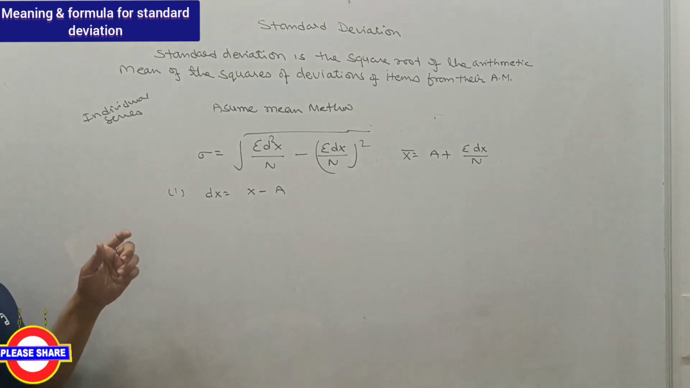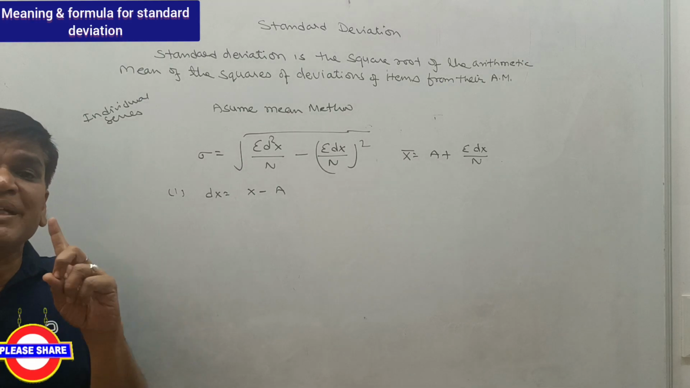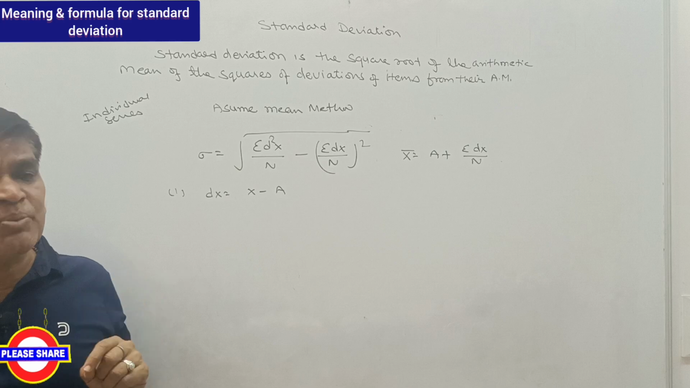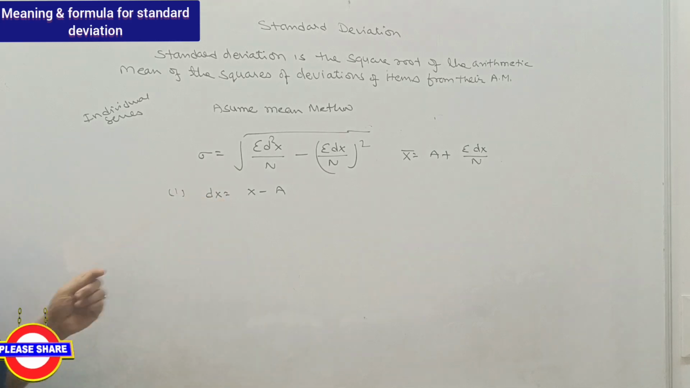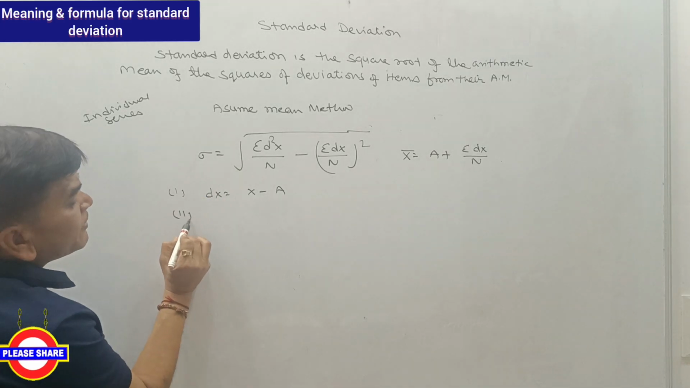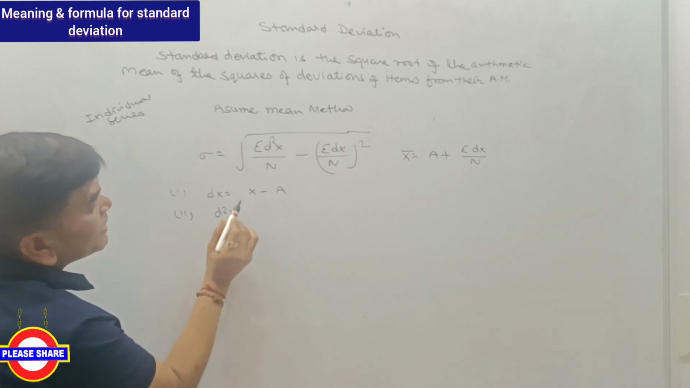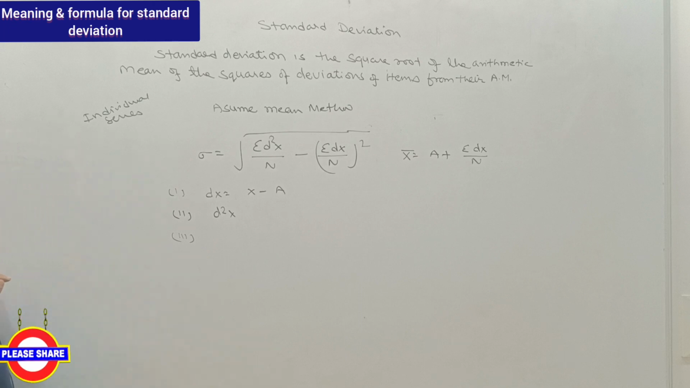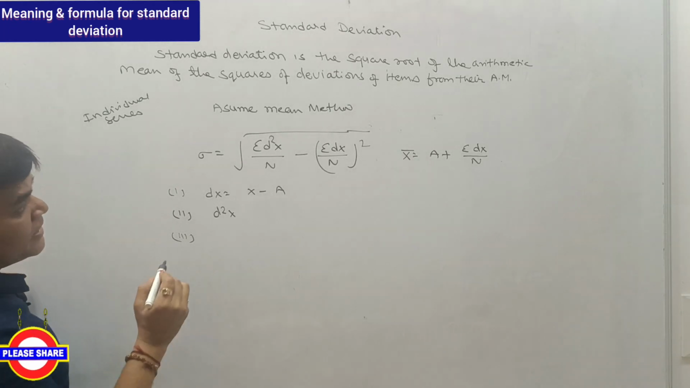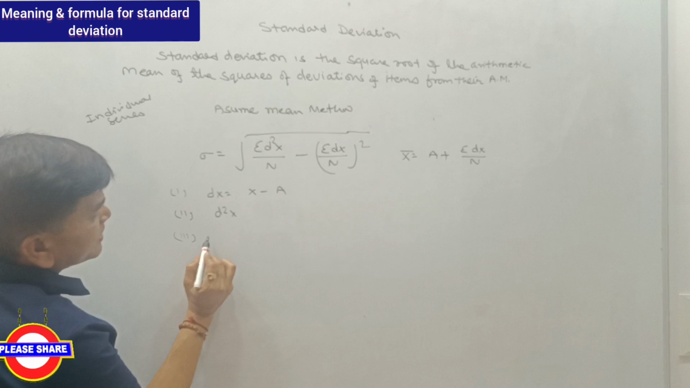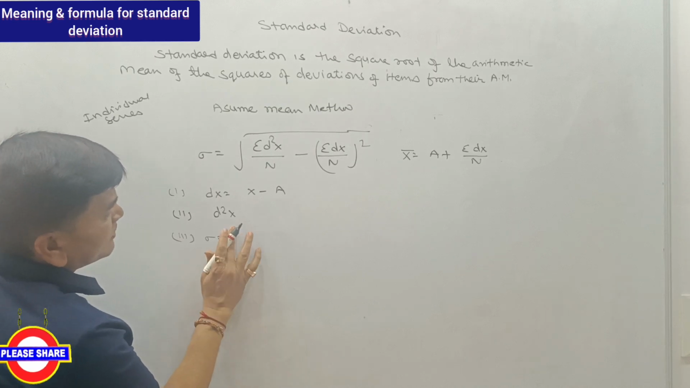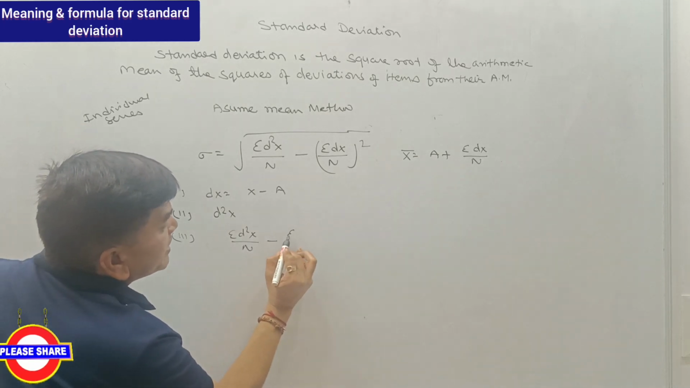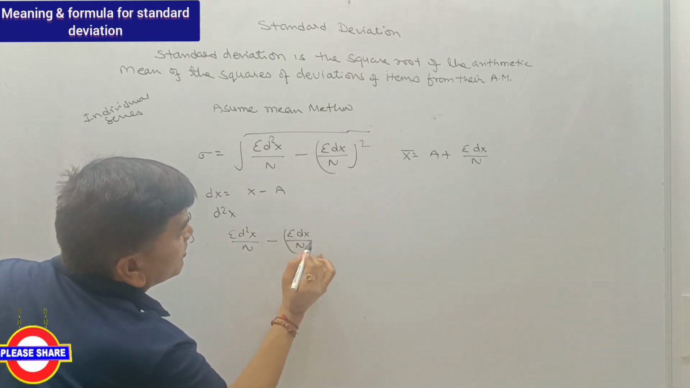If the deviation is taken from the real mean, we use d, but if we are taking the deviation from the assumed mean, then we have dx. So in the second step we will have d square x. In the third step we will calculate the standard deviation value, that is sigma d square x upon n minus sigma dx upon n raised to power 2.